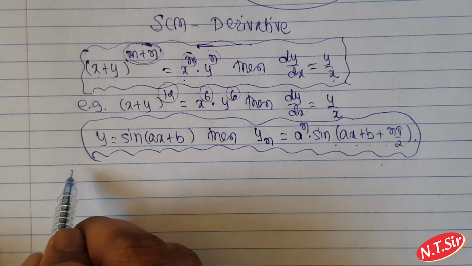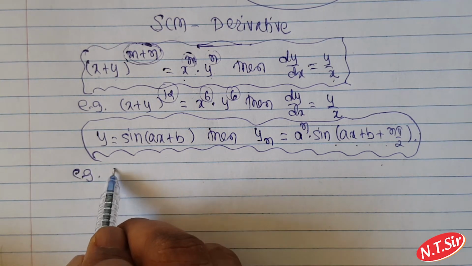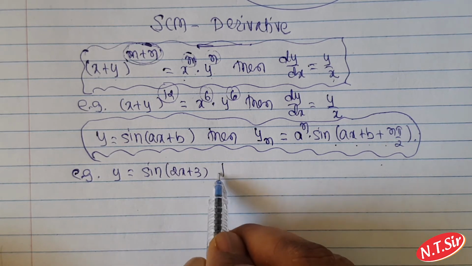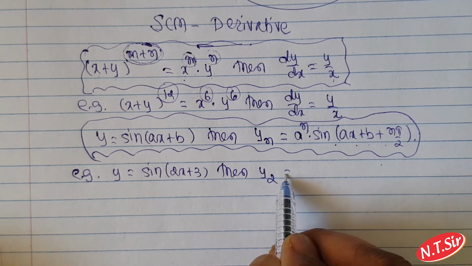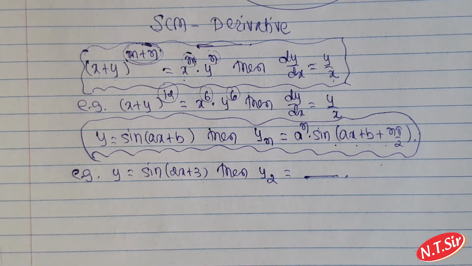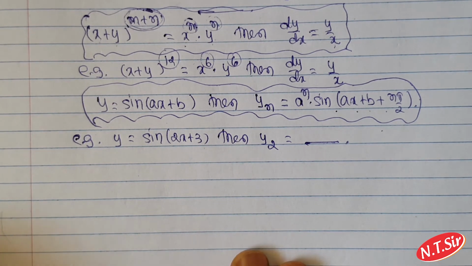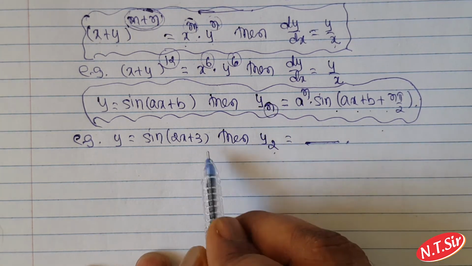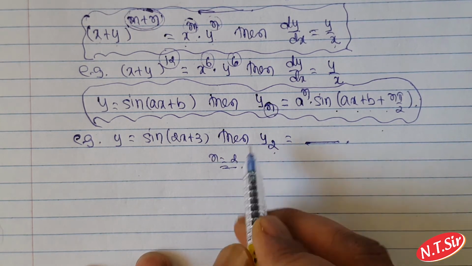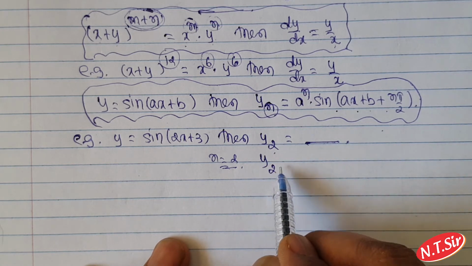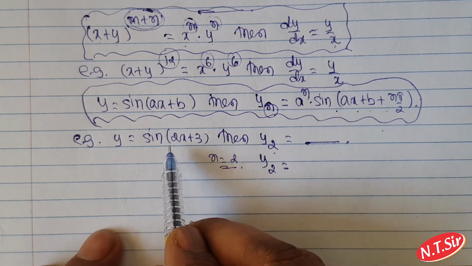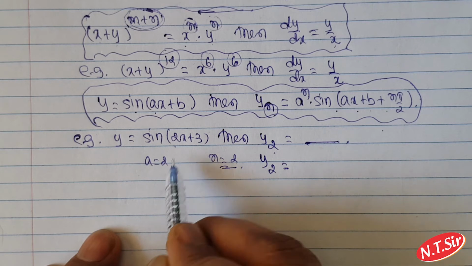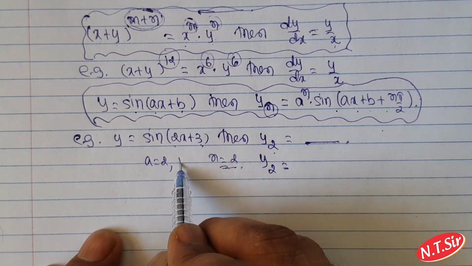For example, it is given that y is equal to sine of (2x plus 3). Then what is y2? You have to find y2. So applying this formula, what do we get? Here, what is n? n is 2. So y2 is equal to a raised to n, and what is a? In sine (ax plus b), a is 2, b is 3.